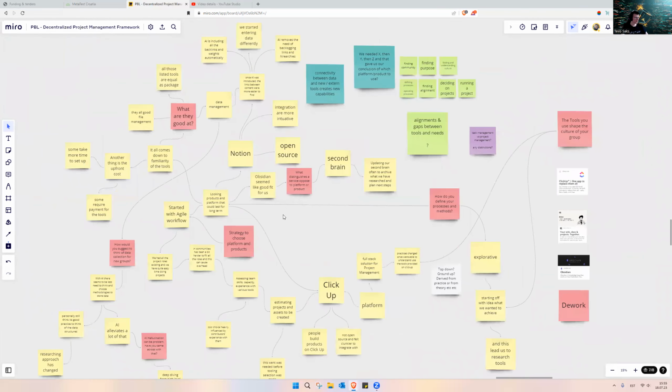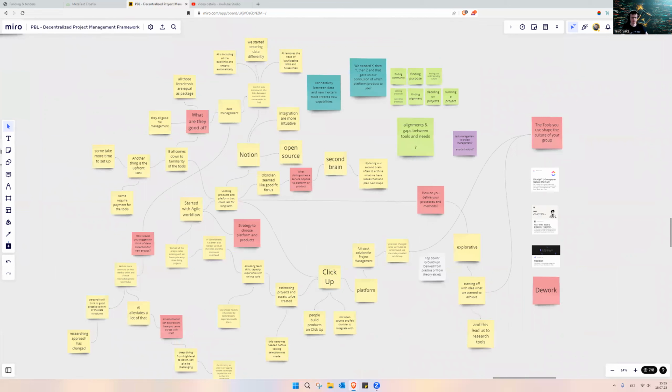So the first thing we discussed was strategies for choosing platforms and products. The key elements we took out there is that you start from assessing a team's capacity and skills, and then assess the familiarity of the tools and methods, assess the project plan and the roadmap, and then you try to minimize the management overhead. And all of these strategies have some guiding questions.